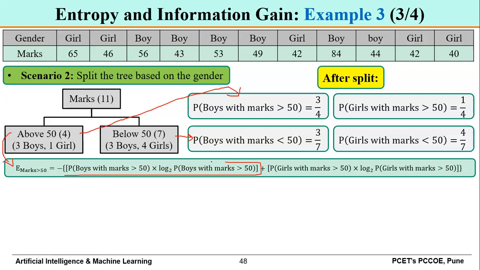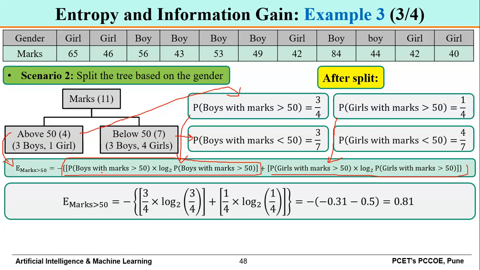First part is related to boys with greater than 50 marks, and the second part of this equation is related to the probability of girls receiving marks greater than 50. So this is the equation for calculating entropy. We will put those values.